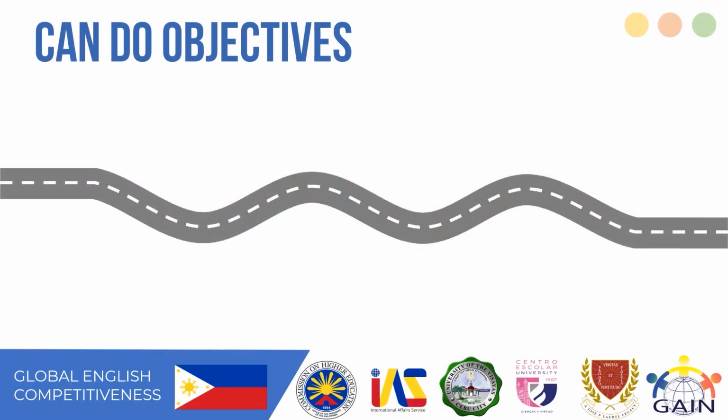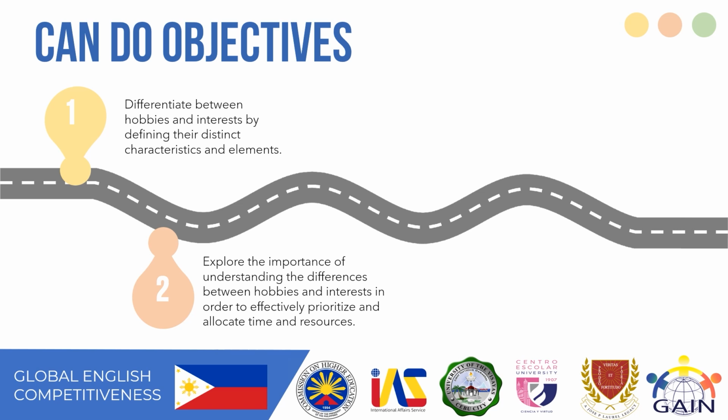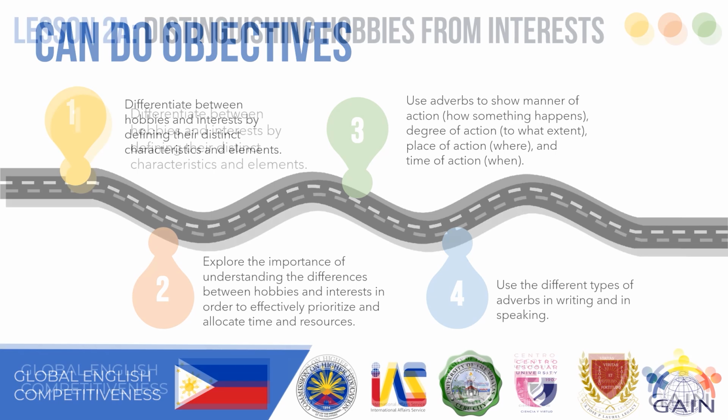To recap, we have 4 can-do objectives in this unit. First, to differentiate between hobbies and interests by defining their distinct characteristics and elements. Second, to explore the importance of understanding the differences between hobbies and interests in order to effectively prioritize and allocate time and resources. Third, to use adverbs to show manner of action, degree of action, place of action, and time of action. And fourth, to use the different types of adverbs in writing and in speaking.